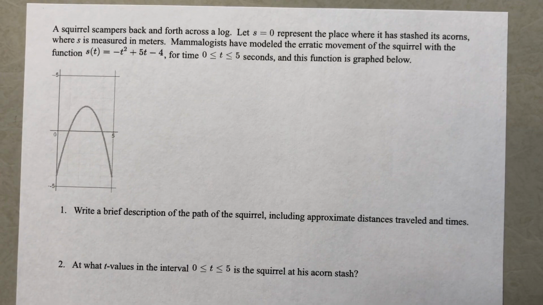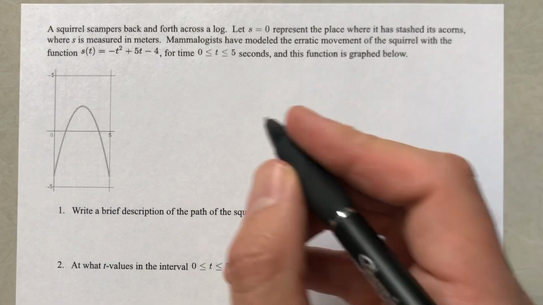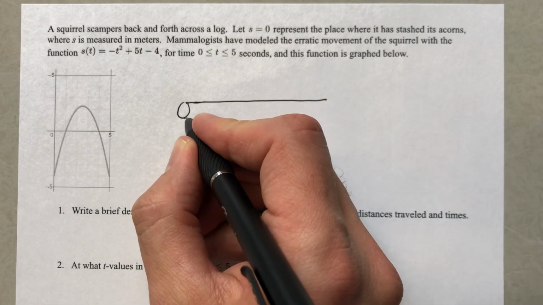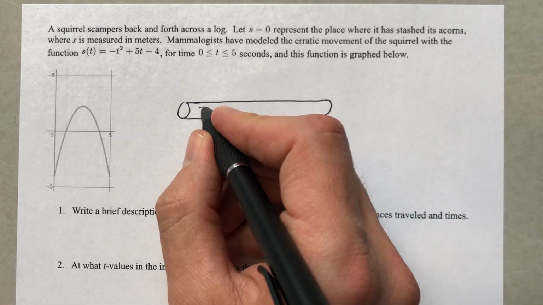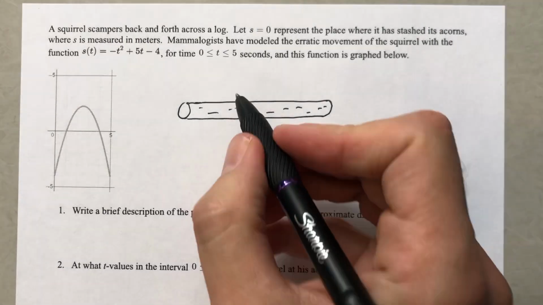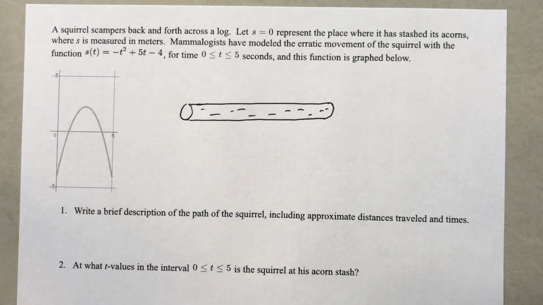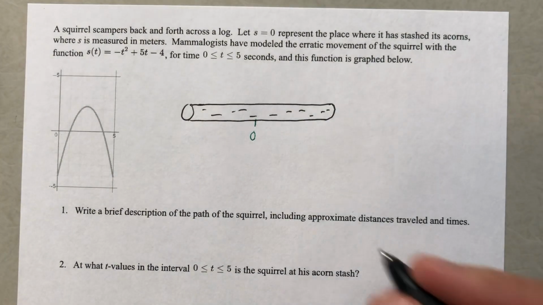Okay, all right, let's figure out what this squirrel is doing. Well, this squirrel is scampering back and forth, and S equals 0 is where it has stashed its acorns. So there's a log. I'm terrible at drawing this, but we're going to try. So here's a log. And there's a little purple squirrel, and he's scampering back and forth. And well, let's number it in green. At 0, that's where he stashed his acorns.